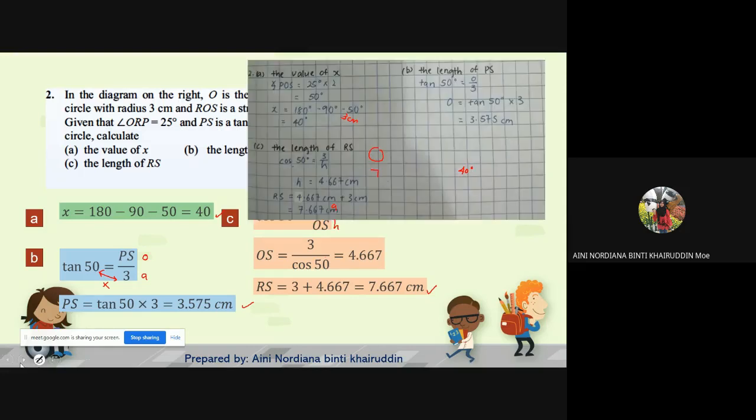Okay, this is your friend work. Tengok cara dia menjawab, bagus ya. So 2A 40 correct. 2B 3.575 also correct. C 7.667. Kalau tengok jalan kerja dia memang sama dengan apa yang I buat. Ni kalau dalam exam ni dapat full mark lah ni. Okay.